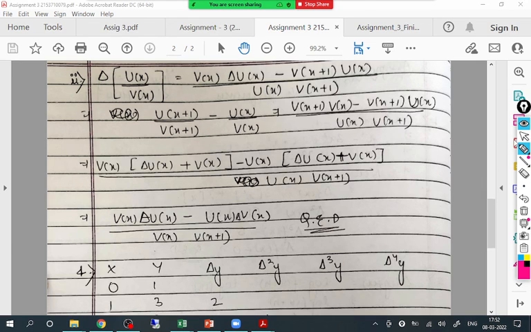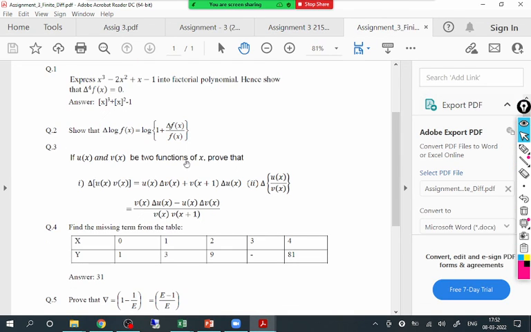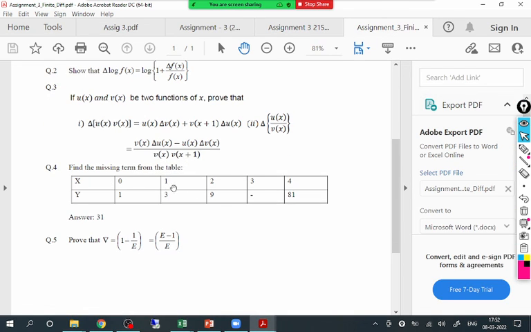Come to the next question. Question number 4. Find the missing term. How many pairs of x and y were given in question 4? Quick. So 5? No, 4 pairs are given. No, the third is missing. Yes, sir. 4 pairs are given, so it should be a polynomial of degree 3.